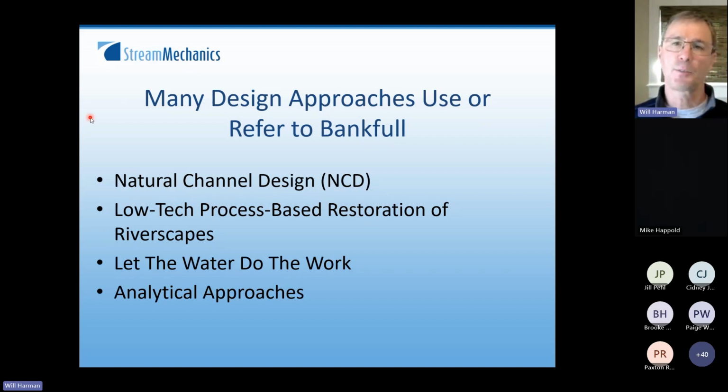And then analytical approaches like modeling approaches, some of those also reference Bankfull, but many of them just make the 2-year discharge equal to Bankfull, which is typically not the case. So these approaches do use Bankfull in different ways, but I just wanted to kind of start this presentation with this concept and utilization of Bankfull is ubiquitous across assessment methods and design approaches.